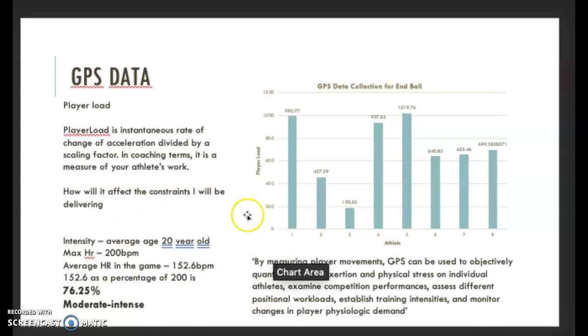I also worked out the average intensity of the game. Saying that the average age of the game player is 20 years old, their max heart rate is going to be about 200 beats per minute, and then I took the average heart rate of the game, which is 152.6 beats per minute, did some maths, and it was 76.25% intensity. So that's working within the moderate to intense range. So in training we want to be working towards that figure.